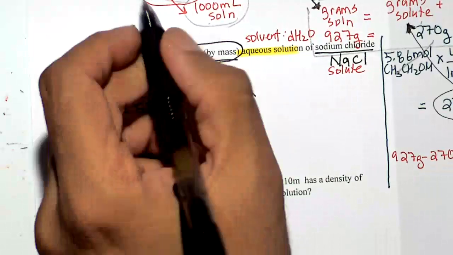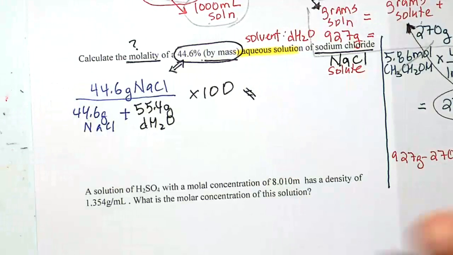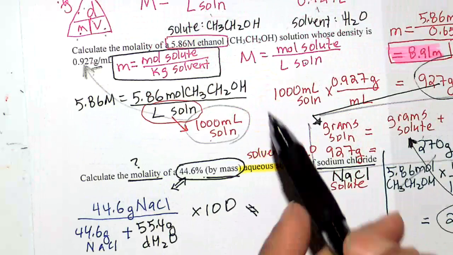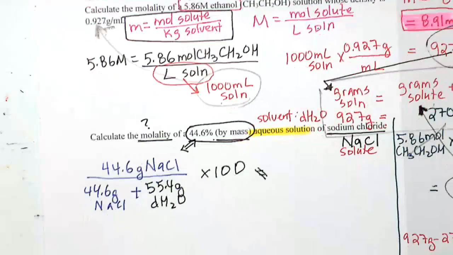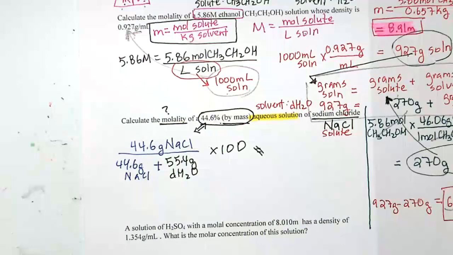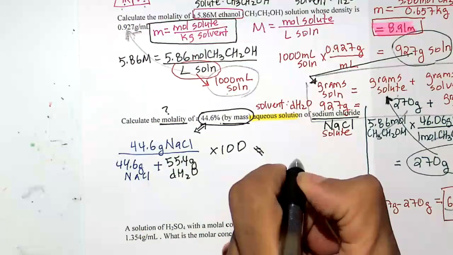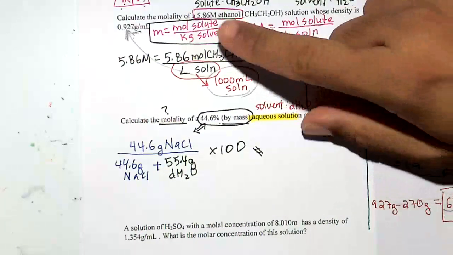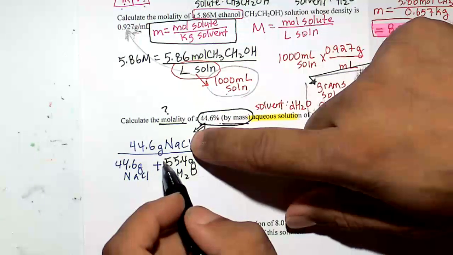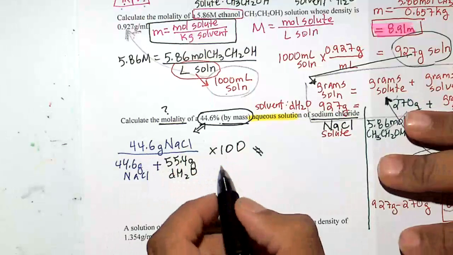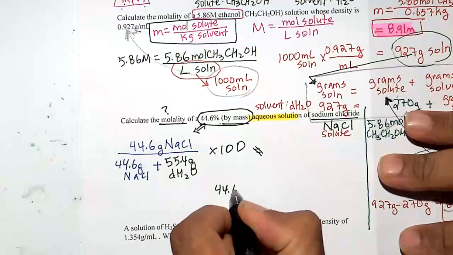All right, so the question is molality. We know what molality is. This is something you should know for the exam. It's moles of solute over kilograms of solvent. Our solute is NaCl, so let's go ahead and convert that to moles of NaCl.